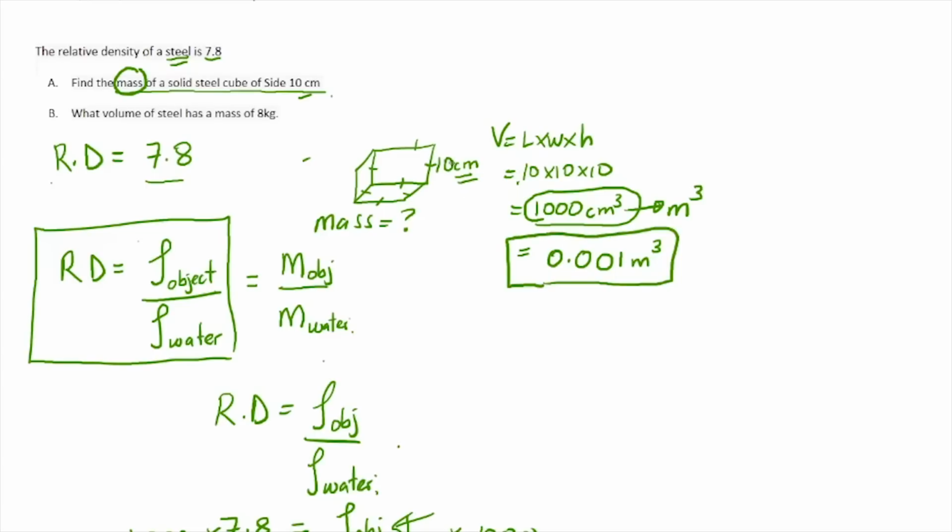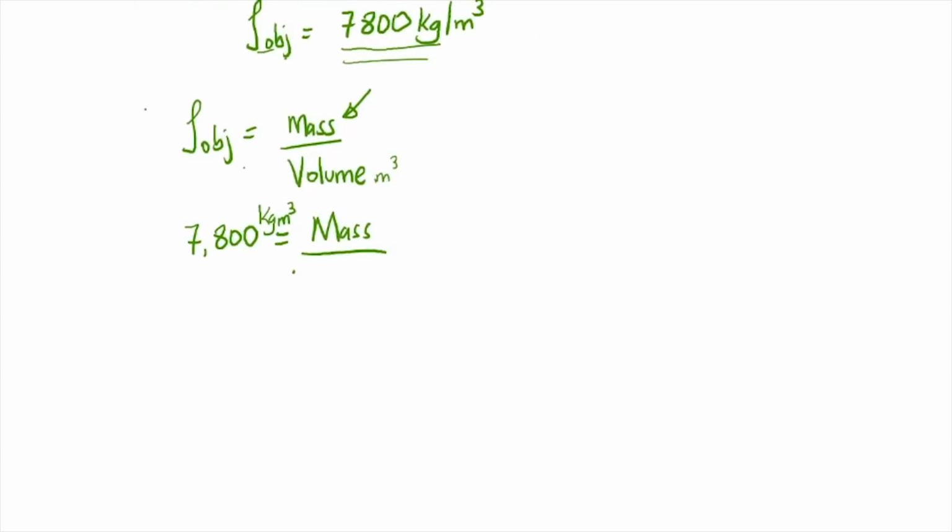Instead, you could actually just take this 10 centimeters. We know to convert that to meters, it is over 100, and you end up with 0.1 meters. So you simply say 0.1 times 0.1 times 0.1, and you end up with 0.001 meters cubed. But I think you get the idea. That's the volume, so that's what we're going to put down here.